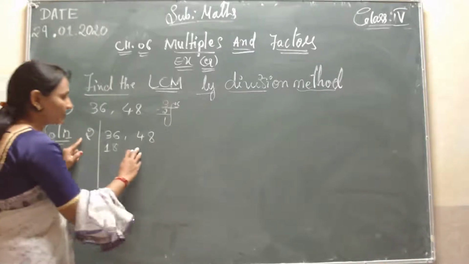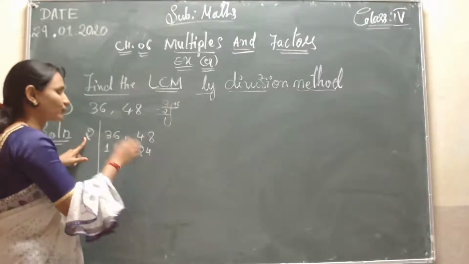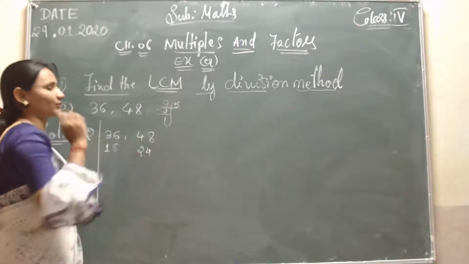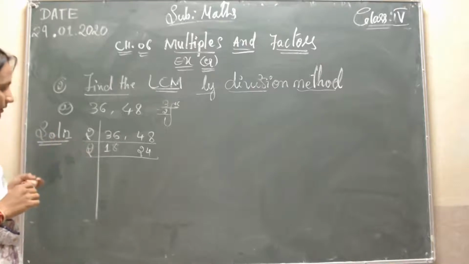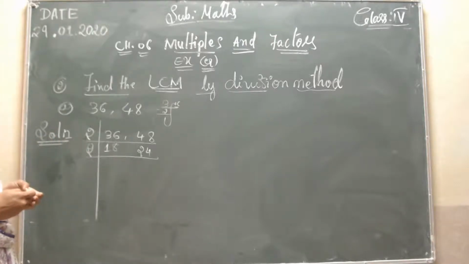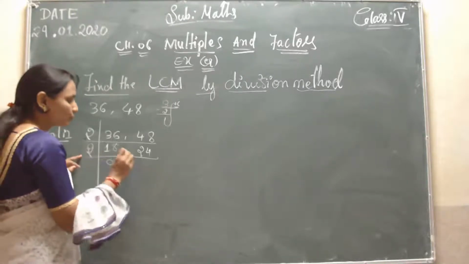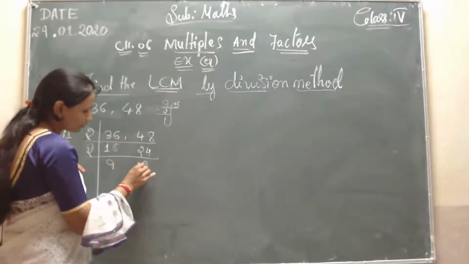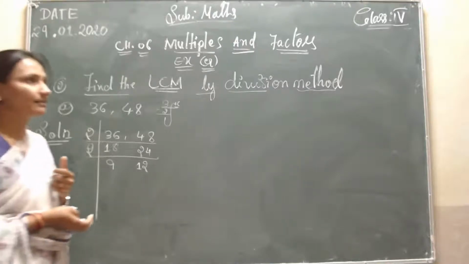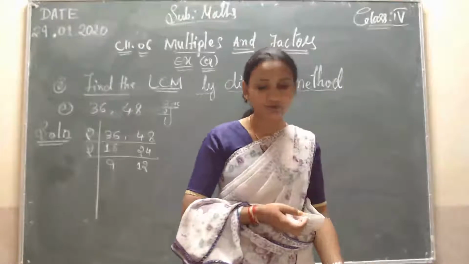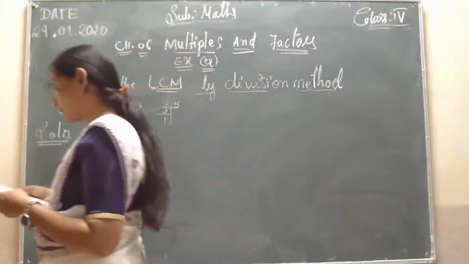Next, 2 2s are 4, 2 4s are 8, so 2 24s are 48. Next, take the division of 18 and 24, because both numbers are even, students. 2 9s are 18, 2 12s are 24. Now, 9 and 12: 9 is not divisible by 2, because 2 is even but 9 is an odd number.